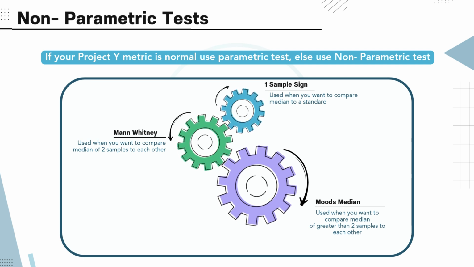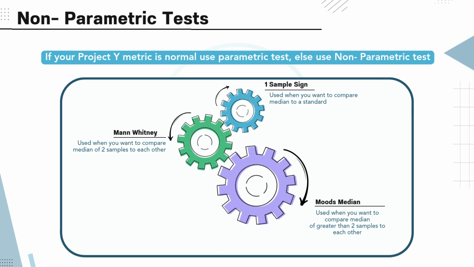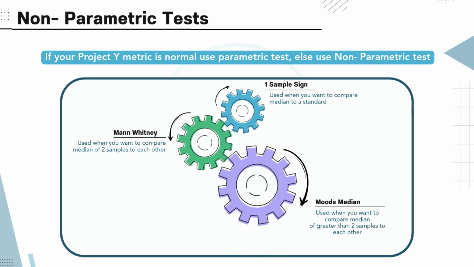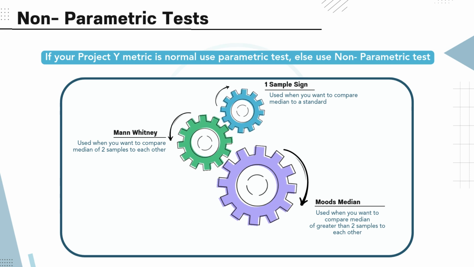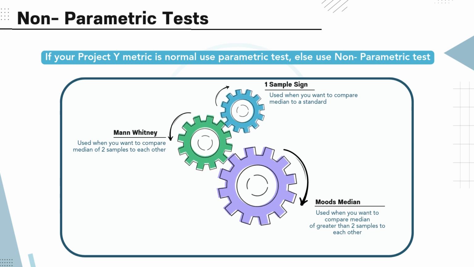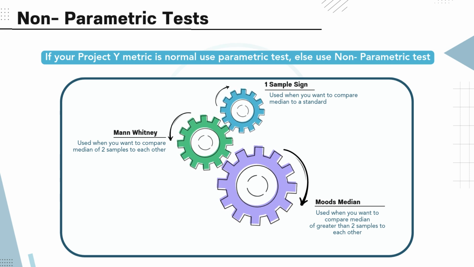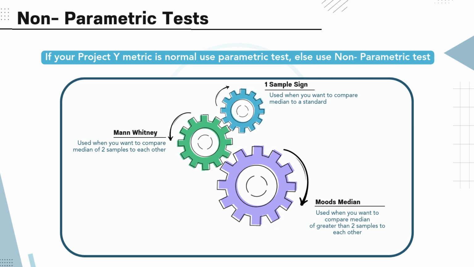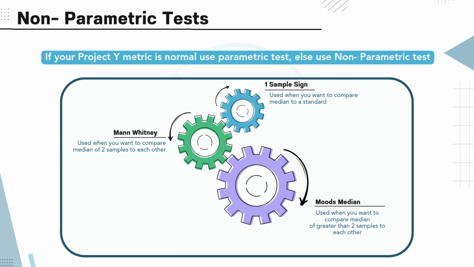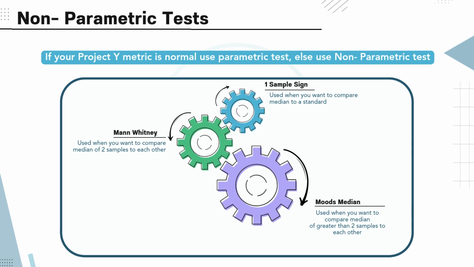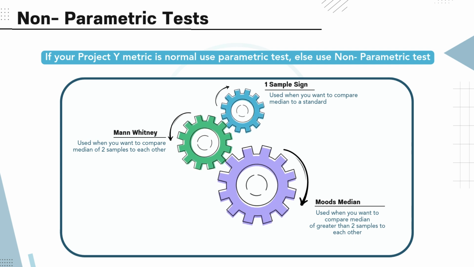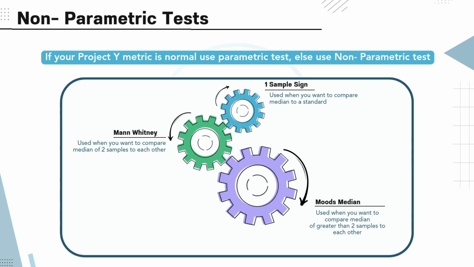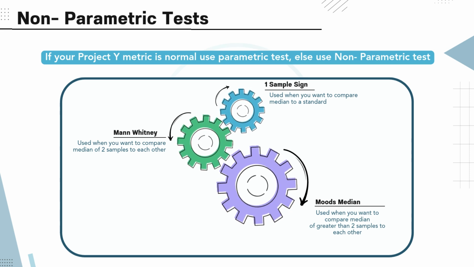3. Mood's median test. Use this when comparing the medians of more than two groups. Unlike ANOVA, which compares means under the assumption of normality, this test works with medians without requiring normal distribution. Example: comparing median salary across three departments. These tests help us make confident decisions even when our data is messy or doesn't meet parametric assumptions. So always remember: test normality first. If it fails, come back to this slide and choose your test accordingly.